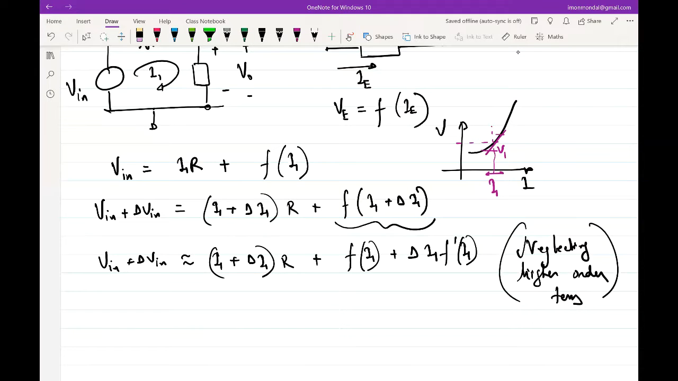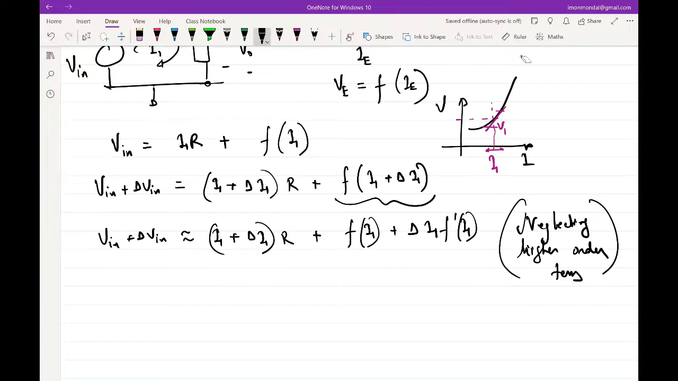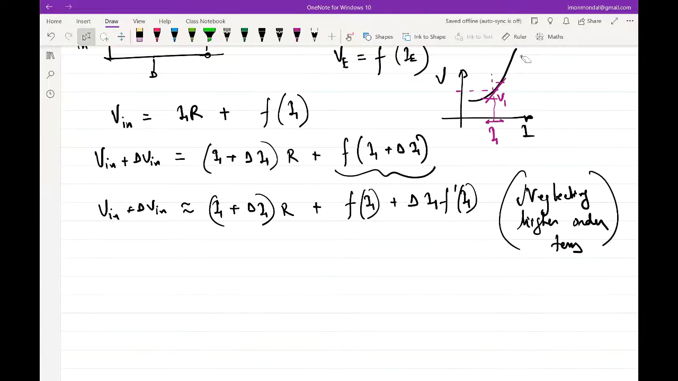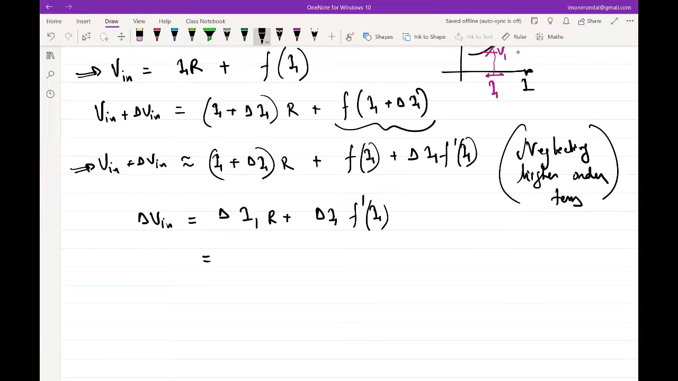Right. So now what is so great about this? The great thing about this is that I can subtract this equation from this equation, and what we essentially get is delta V in equal to delta I1 R plus delta I1 F prime I1. So this is nothing but saying that this is equal to delta I1 times R plus F prime of I1.